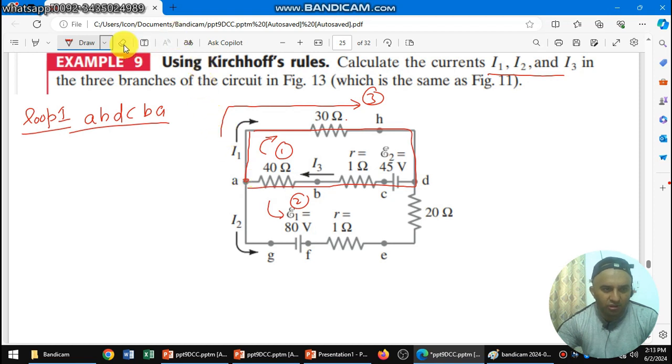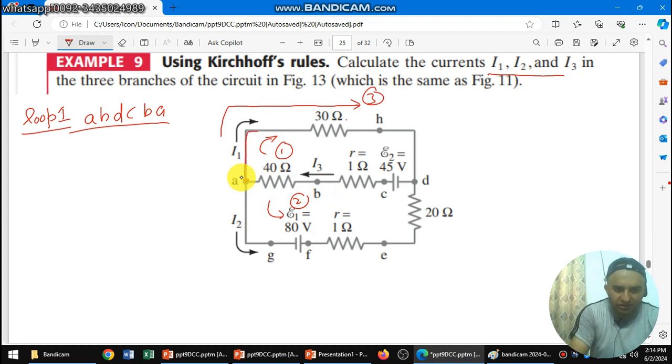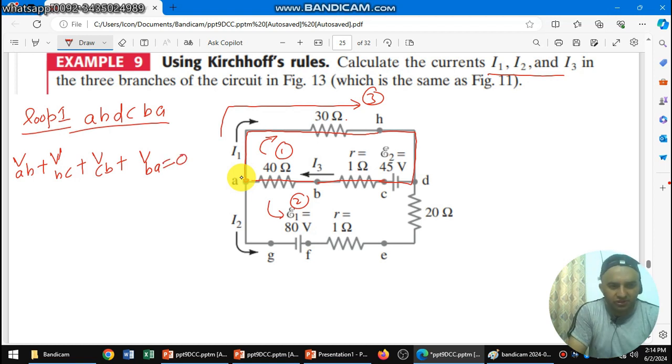This is loop 1. So how to apply the KVL in any loop? First we take from A to H. So potential drop across A to H is VAH plus then H to D. H to D is nothing, so we can apply VHC plus then C to B, VCB, then B to A, VBA, which is equal to 0. So the total potential drop in the entire loop is 0.